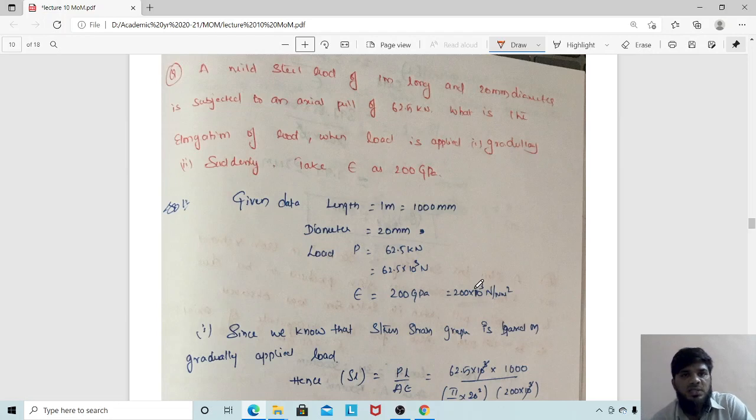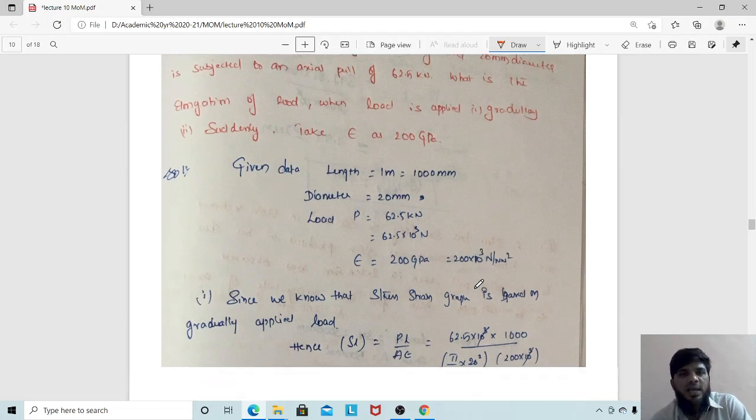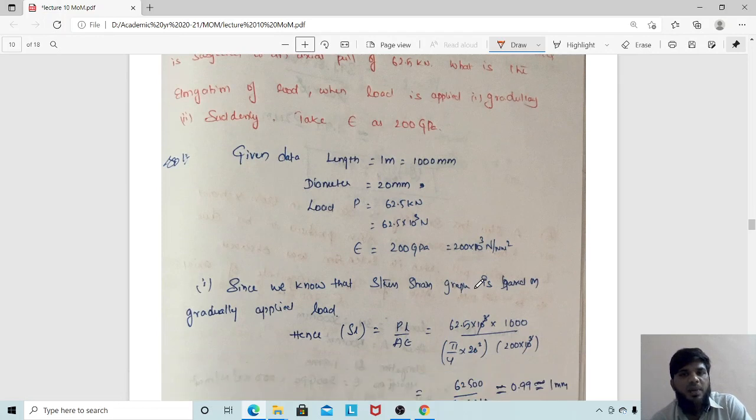So, a mild steel rod of 1 meter long and 20 mm diameter is subjected to an axial pull of 62.5 kilonewton. What is the elongation of the rod when the load is applied gradually, and second, when it is applied suddenly? They have given the value of Young's modulus E as 200 gigapascal. So try to take the values. They have given the length as 1 meter, so we'll convert it into 1000 mm. Every time you have to convert it into mm. Diameter is given as 20 mm. The load is given as 62.5 kilonewton. Kilo is nothing but 10 to the power of 3.